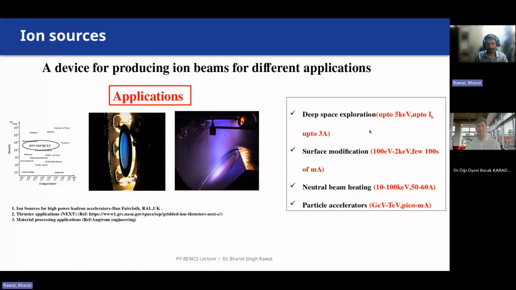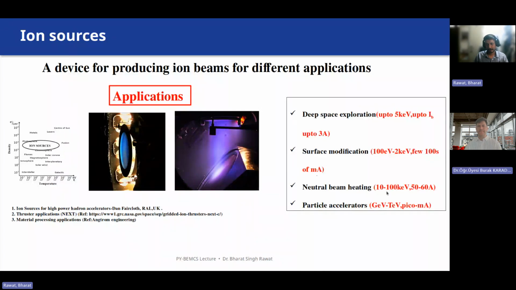For example, in deep space exploration, there are ion sources which are up to 5 kV, and ion beam currents range up to 3 amperes, or maybe more or less around 3 amperes. Whereas in surface modification, you have a few kVs, but the current is also very limited because you don't want to damage the silicon wafer surface, so you don't need a lot of heating in the substrate.